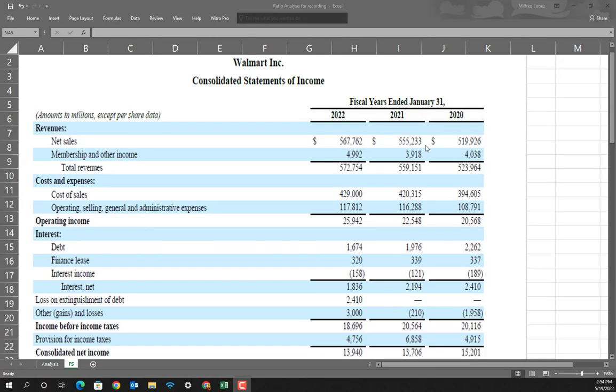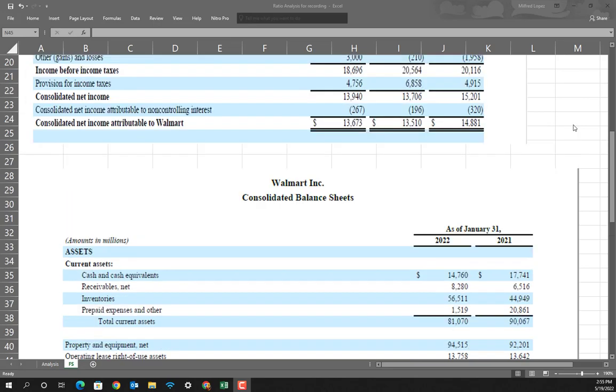All right, welcome to the recorded lecture all about ratio analysis. Okay, so what we have here, I extracted Walmart Inc.'s consolidated statements of income and then consolidated statements of balance sheets.